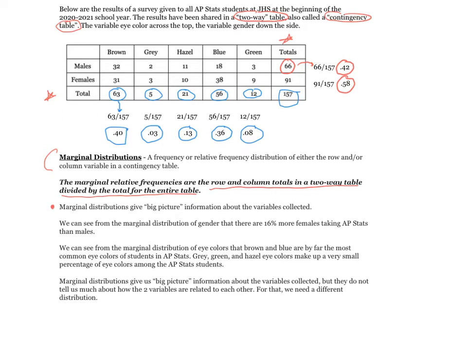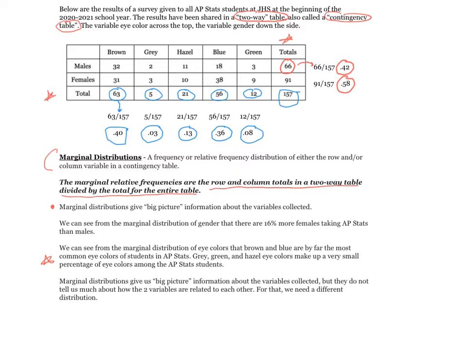So we can see that the marginal distribution of gender, there are 16% more females taking AP Stats than males. We can see from the marginal distribution of eye colors that brown and blue are by far the most common eye colors of students in AP Stats, where gray, green, and hazel colors make up a very small percentage. Remember, marginal distributions give us big picture information about the variables collected.